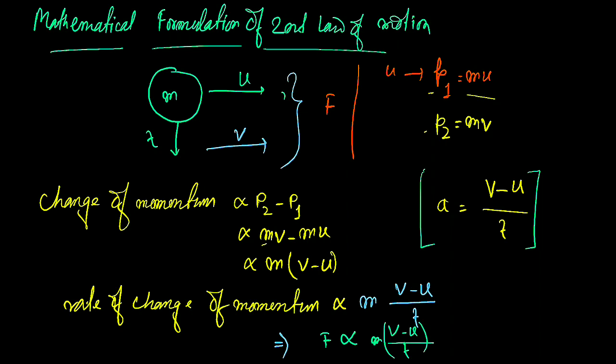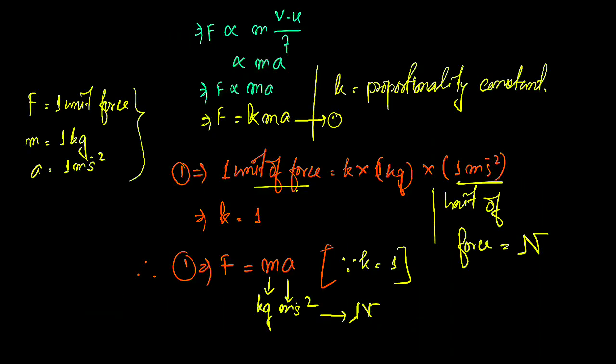So this is the mathematical formulation of the second law of motion. The second law of motion says that the rate of change of momentum is directly proportional to the applied force, and it takes place in the direction of the force. This is the main fact, and this is the mathematical formula with the help of which you can solve problems.